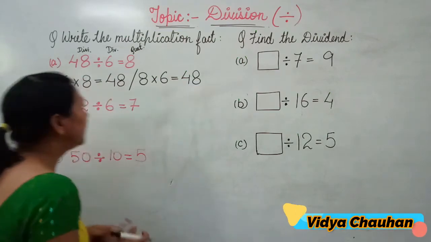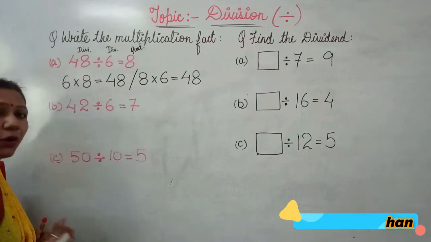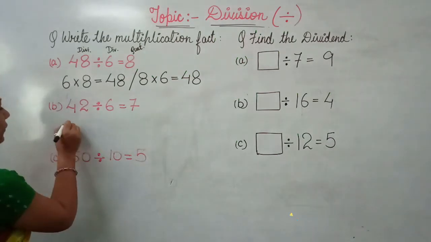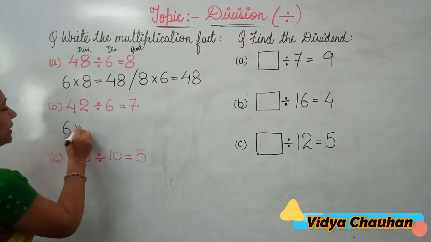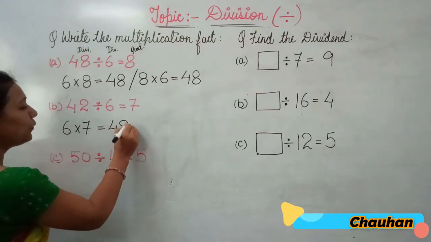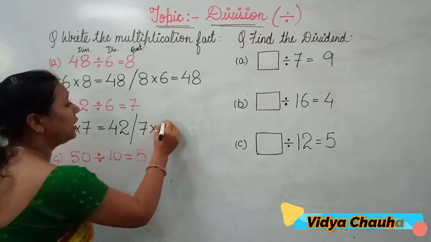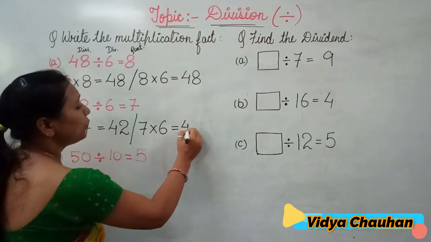Right, children? Now coming to the second one, 42 divided by 6 equals to 7. What we have to do? Yes, we will multiply 6 with 7. So 6 times 7 is equals to 42. Or I can also write it as 7 times 6 is equals to 42.